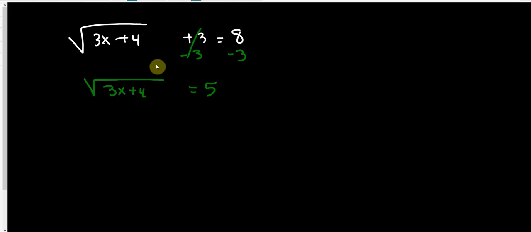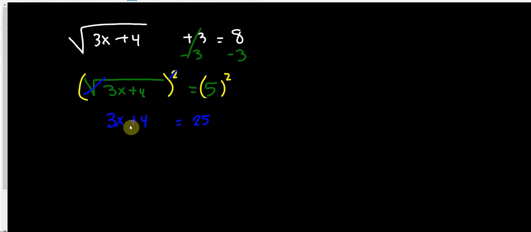We now have a square root with nothing outside of it, so we are going to cancel that out with a square. Because I'm squaring the left side, I have to square the right side. Of course, the square and the square root cancel, and I have 3x plus 4 equals 5 squared, which is 25.